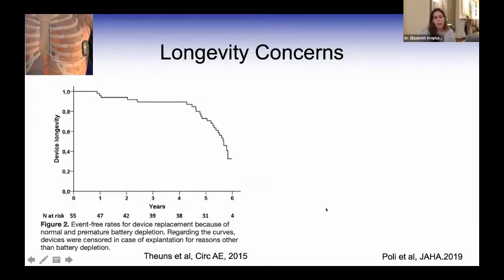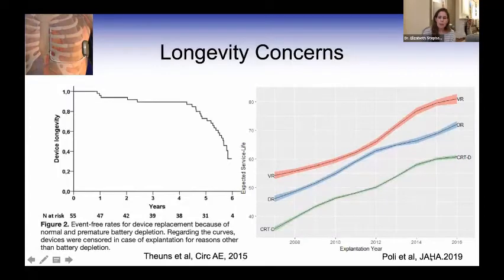So let's talk a little bit about the longevity. On the left here, you see device longevity of the sub-Q ICD, and these are for device replacements purely for battery-based reasons. There's censoring of any devices that were explanted for other reasons. This paper is a little bit more recent, 2019, looking at transvenous ICDs, but it actually looks back over the same time period.